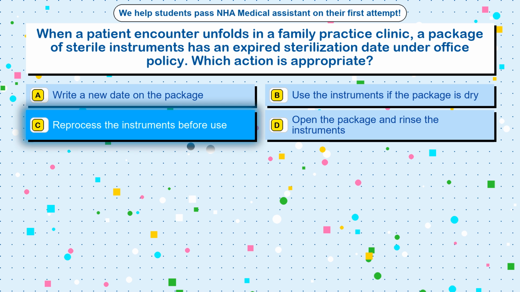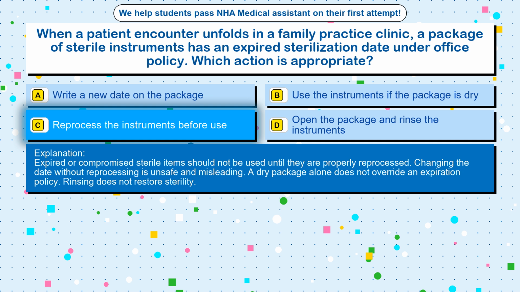The correct answer is option C, reprocess the instruments before use. Expired or compromised sterile items should not be used until they are properly reprocessed. Changing the date without reprocessing is unsafe and misleading. A dry package alone does not override an expiration policy. Rinsing does not restore sterility.